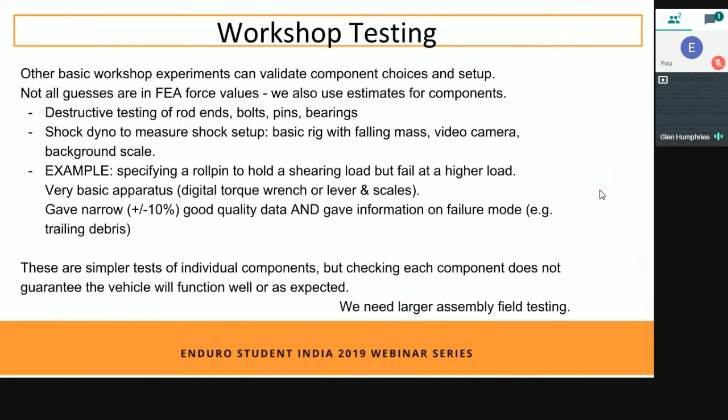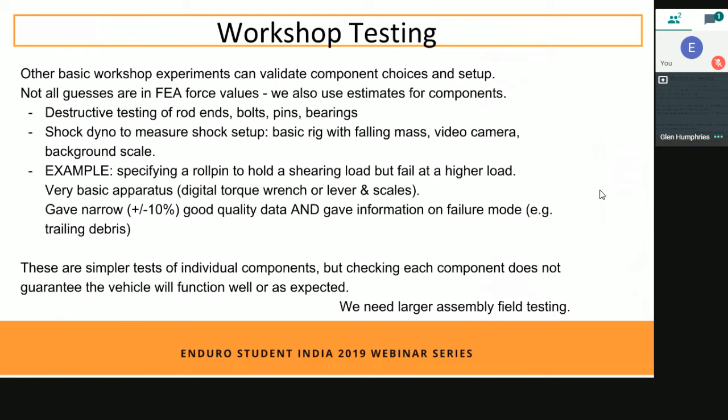Okay, other workshop experiments. So we'll move a bit beyond validating FEA in the workshop here. Excuse me for a second. Okay, we're good. And move into other workshop testing and experiments we can do. And again, these are all great stuff to show judges. We love seeing this.